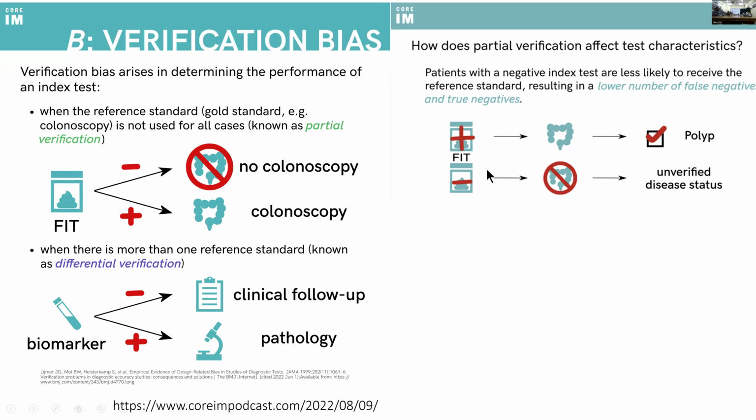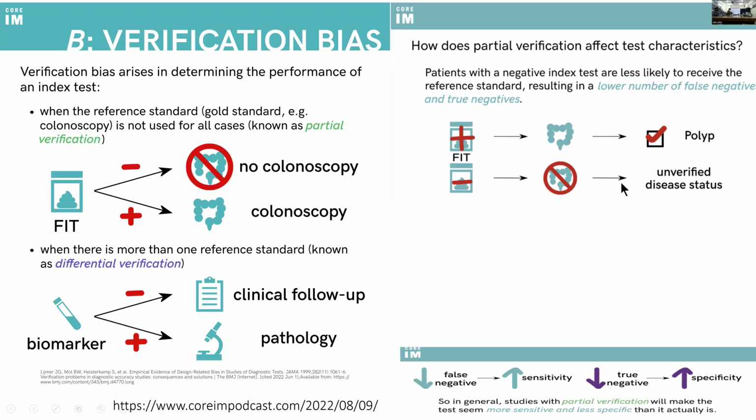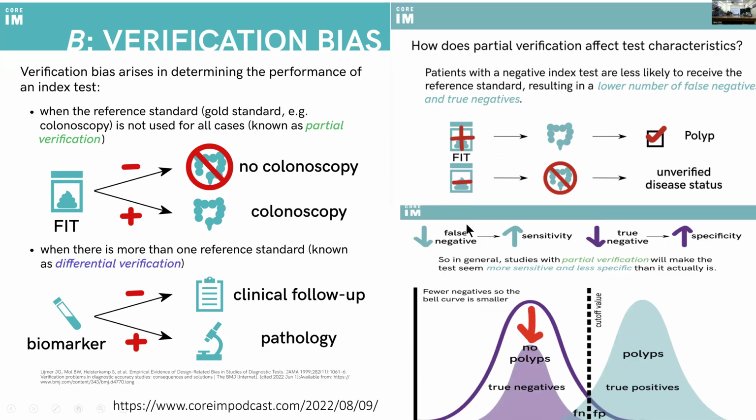But if the test is negative and you have not verified it, we have an unverified disease status. We do not know what has happened to that population. So the false negatives will be less. If you remember the 2 by 2 table, the false negatives come down here in the 2 by 2 table, negatives will be less, sensitivity will go up. Similarly, if your true negative is less, your specificity will come down.